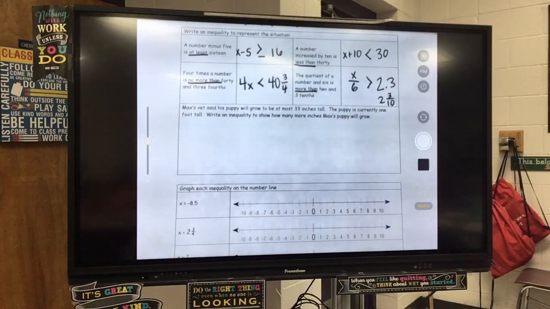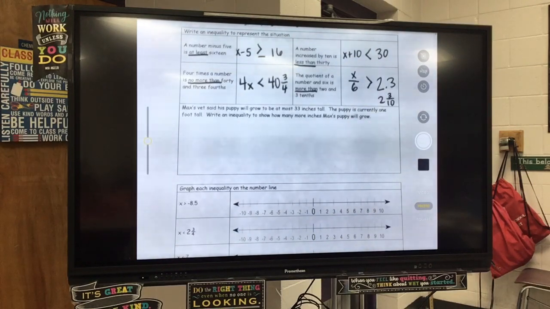All right, let's look at the word problem. So Max's vet said his puppy will grow to be at most 33 inches tall. The puppy is currently 1 foot tall. Write an inequality to show how many more inches Max's puppy will grow.